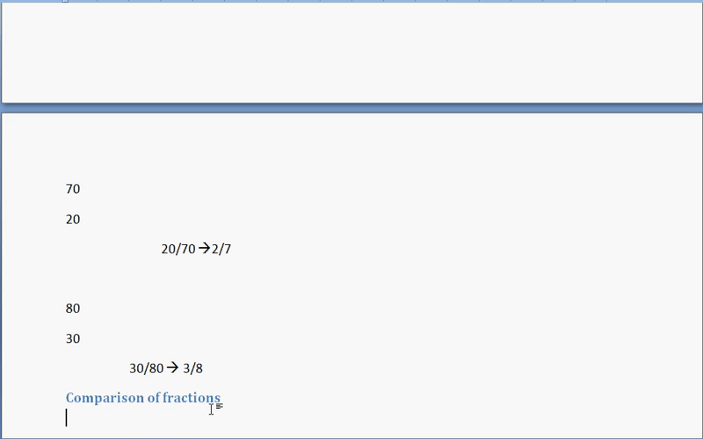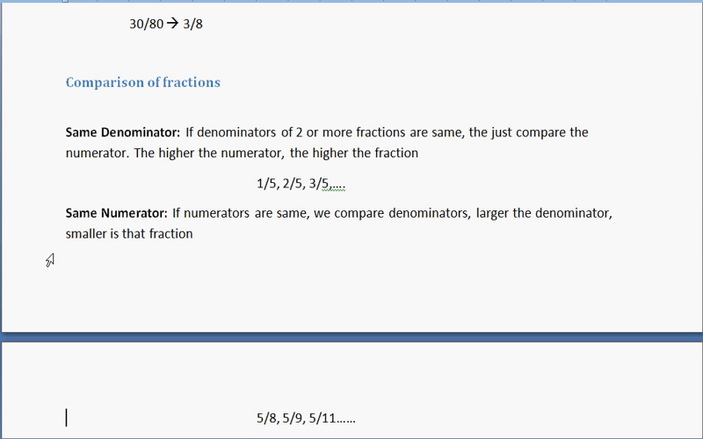Now we have talked about comparison. Now let's see how to compare fractions. There can be three cases. The first case is when the denominator is the same. Let's take a case like 1/5, 2/5, 3/5 and so on. In this case, if the denominator is the same, just compare the numerators.